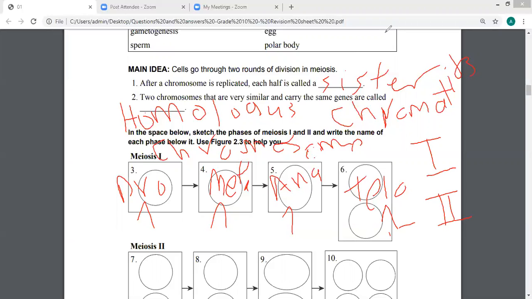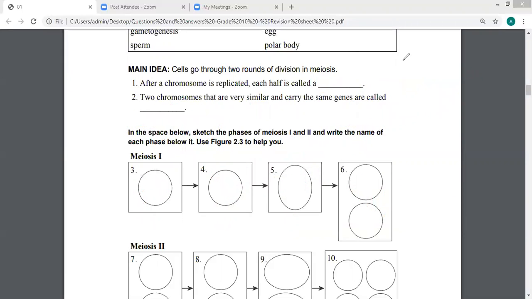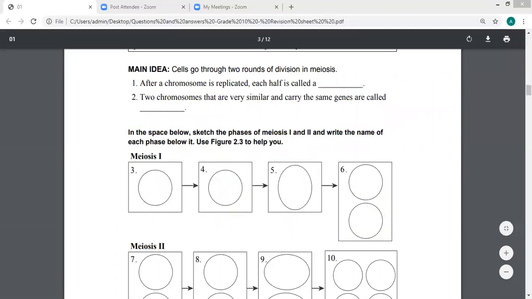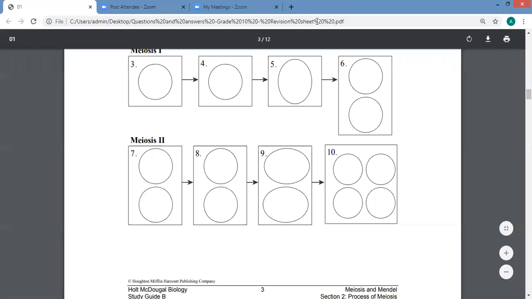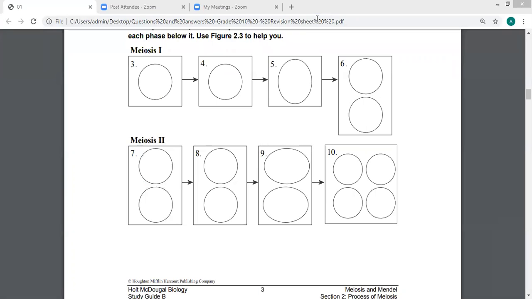Any problem? No. Okay. So what are the phases of meiosis 2? They're the same, but you add the number 2.